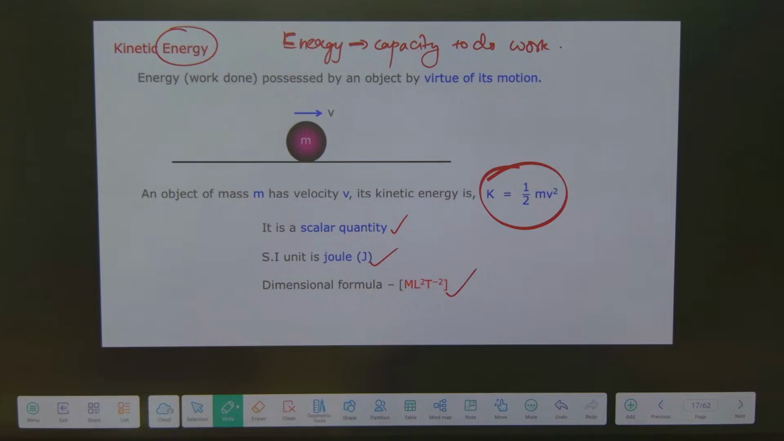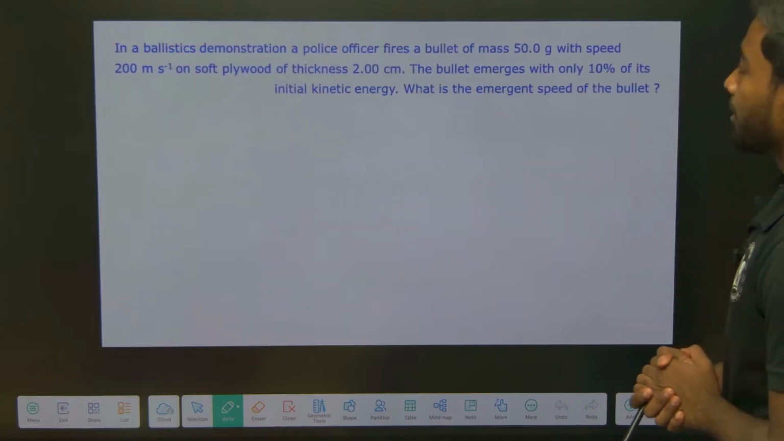We'll complete it. We'll go for the next one. Okay. So the next one is, yeah.